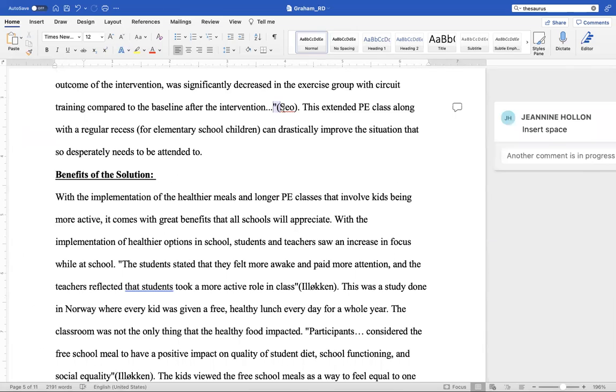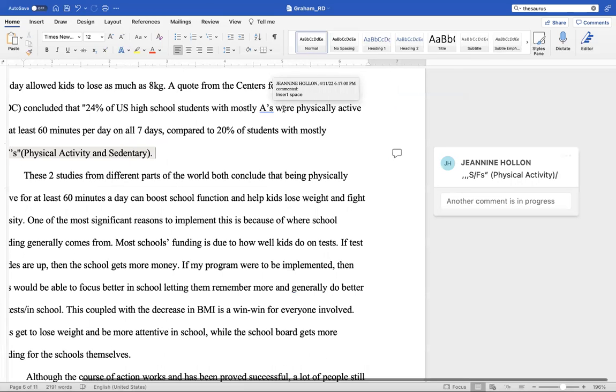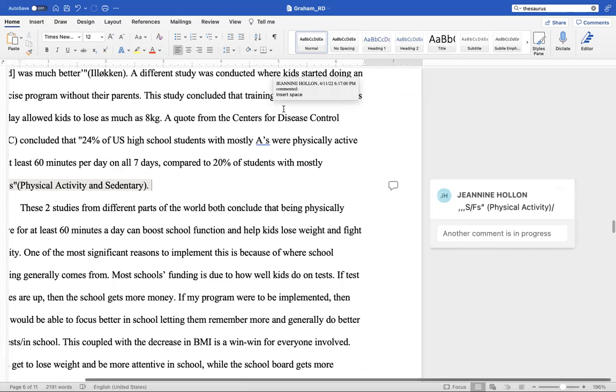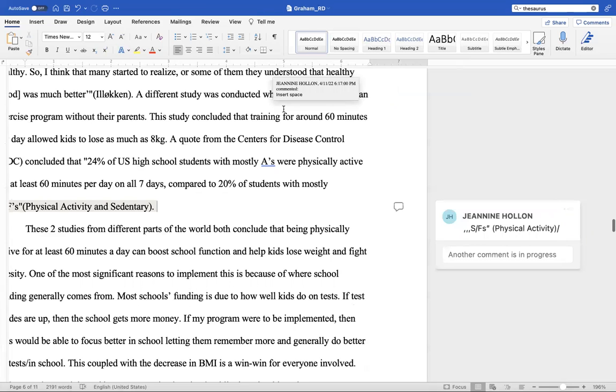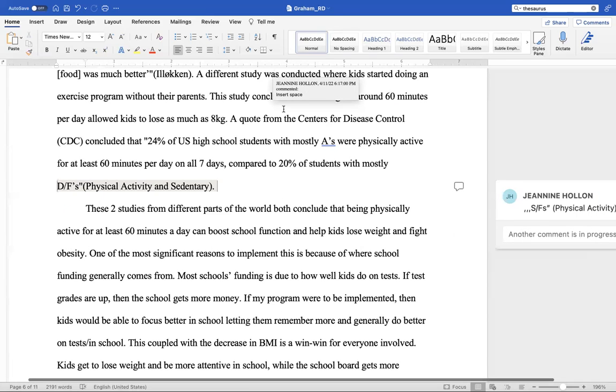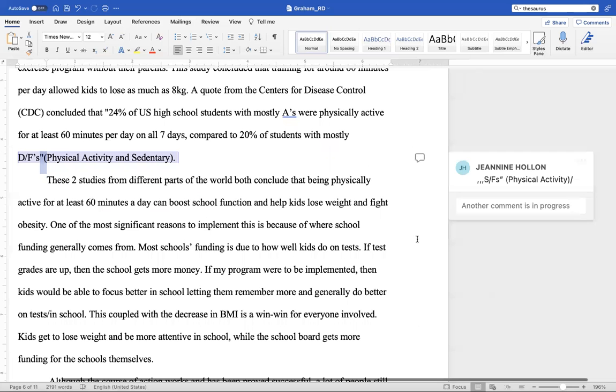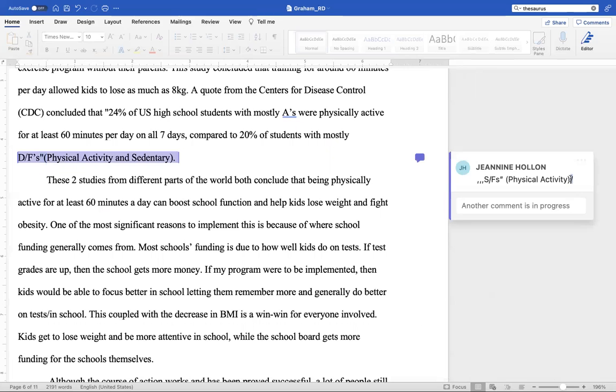Okay, again, another space there. You need to put that there. Okay, you put SF. Okay. Oh, I'm just telling you, put a space there. Oh, yeah, physical activity. Okay, just take that slash out.